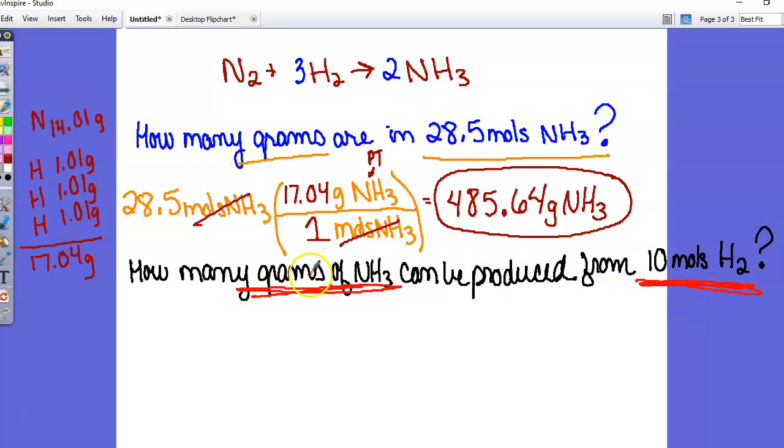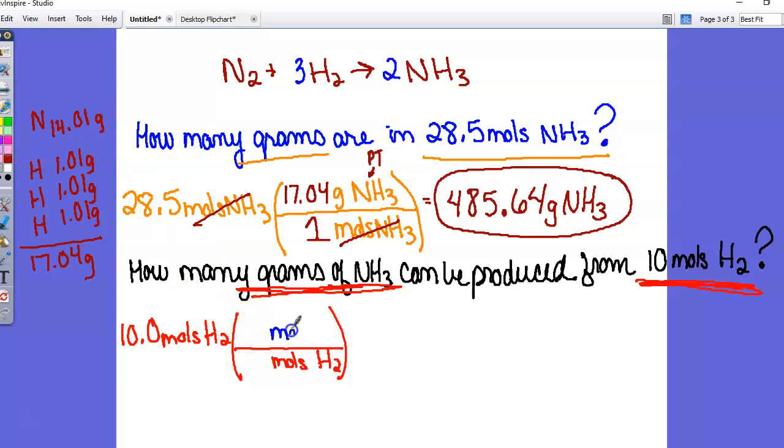It's not a mole-to-mole problem. And you're switching places. So you're going from H2 to NH3. So you're changing substances. So let's start like we always do and write down what we're given. So we're given 10 moles of H2. What unit has to go on the bottom? Moles of H2. Now, how am I going to get from H2 to NH3?